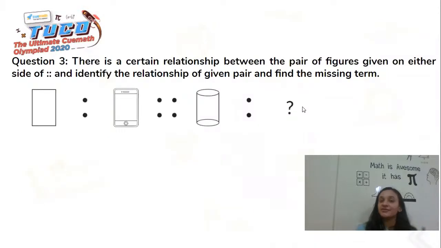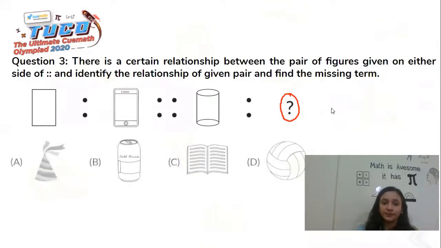Okay, so again, we have a certain relationship between the first pair on the left side of the double colon. And then we have to establish the same relationship in the pair which is on the right side of the double colon, but one of the objects is missing and has been replaced with a question mark. So here we see the question mark. The second object in the second pair is missing. We have to find out which would be that object. So we'll have a look at the options first.